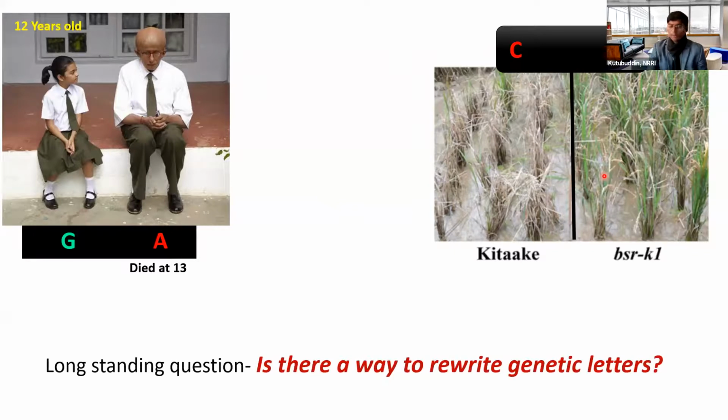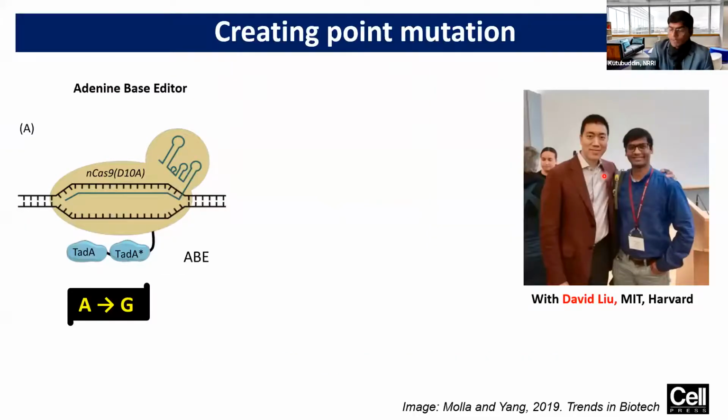So the question here, is there a way to rewrite specifically genetically? Not disrupting a gene, as I showed you with the conventional CRISPR-Cas9 technology, but you have to rewrite C to T or A to G, okay? So the answer is yes, because you could do point mutation with base editing tool. This is called base editing, and this is a CRISPR-derived tool and has been invented by David Liu from MIT.